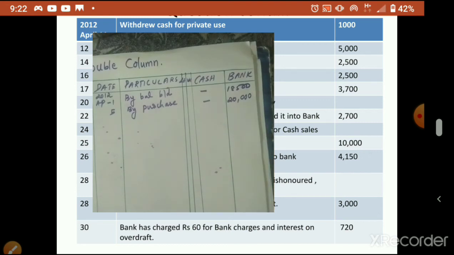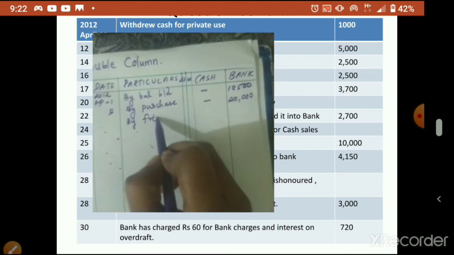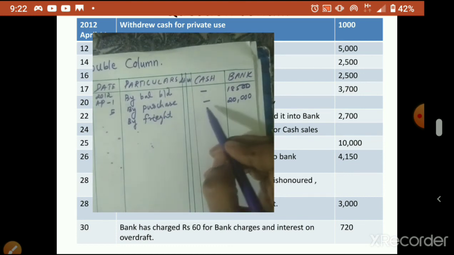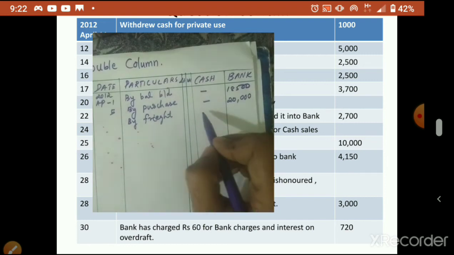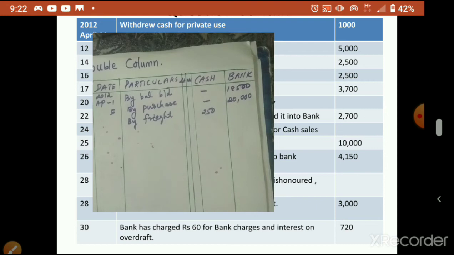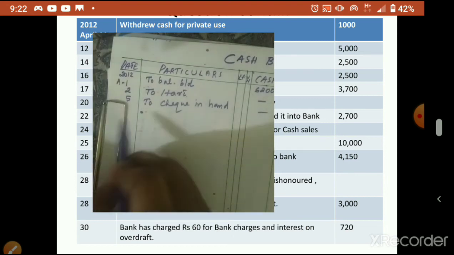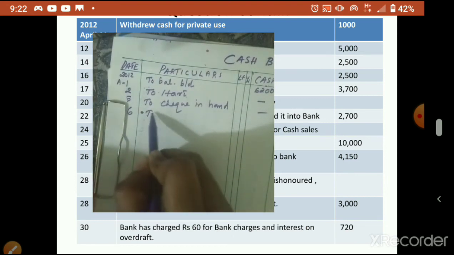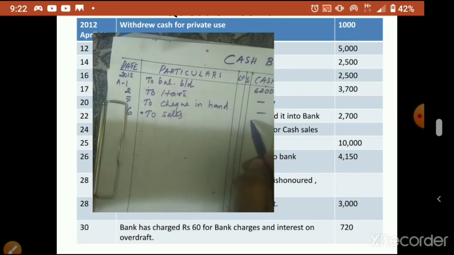Now freight paid in cash. So again that day only freight paid. So by freight, paid in cash. So you have to write in the cash column. How much? 250. Okay. Now sold goods for cash. Sold goods for cash means when we sell we get money. So on 6th, to sales for cash is given. So you have to write the amount in the cash column, 12,220.